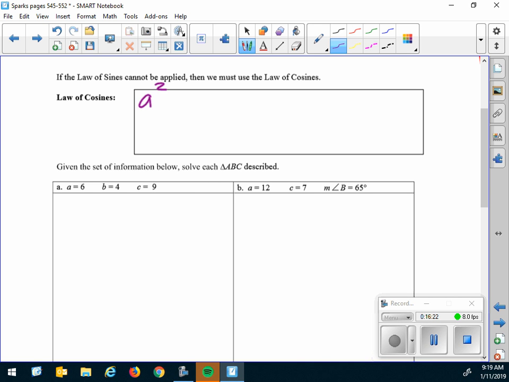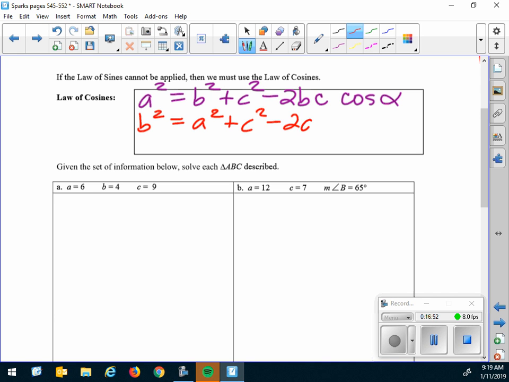The first one, and you're going to have to memorize it. You do not get these on a cheat sheet. A squared equals b squared plus c squared minus 2bc cosine alpha. The ACT, if they ask you to use law of cosines, they will give you the formula. B squared equals a squared plus c squared minus 2ac cosine beta.